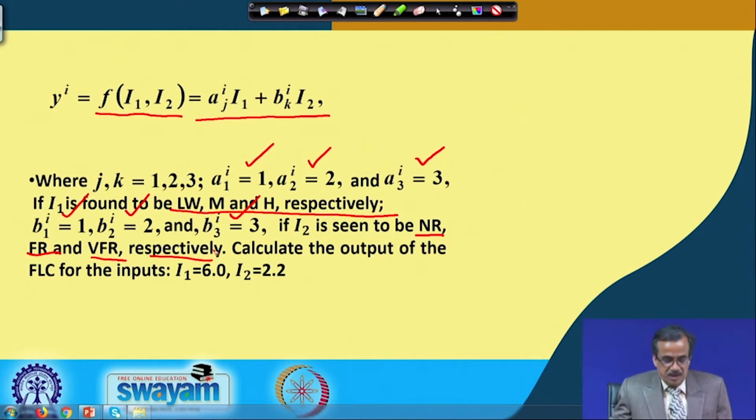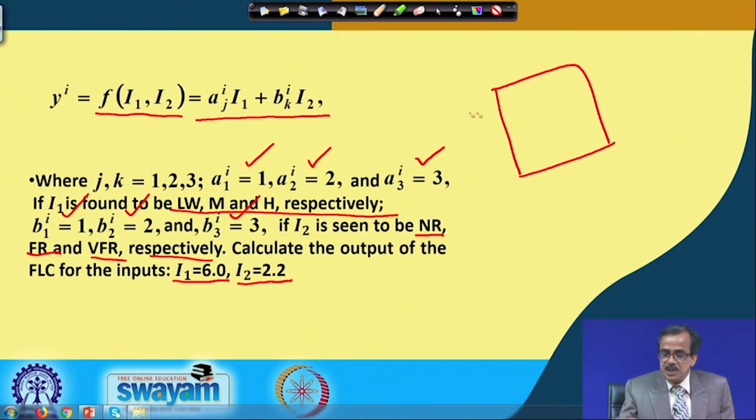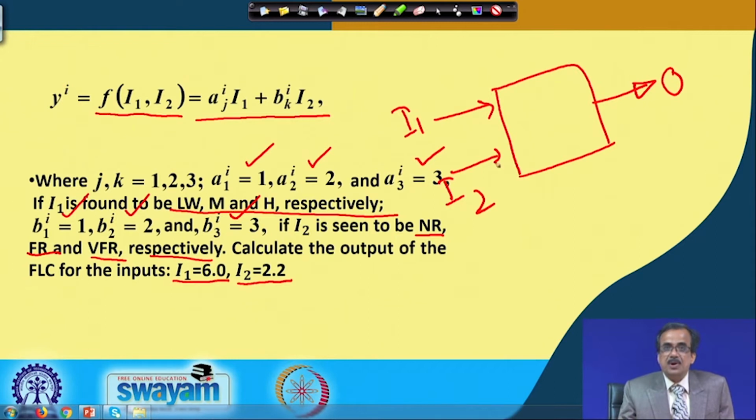Now, we will have to calculate the output of the FLC corresponding to the inputs like I1 equals to 6.0 and I2 equals to 2.2. So, this is the statement. This is a very simple system having two inputs and one output. So, I have got this particular I1 and I2 and I will have to find out this particular output, and this is Takagi and Sugeno's based fuzzy logic controller. And let us see how to determine the output for a set of inputs.